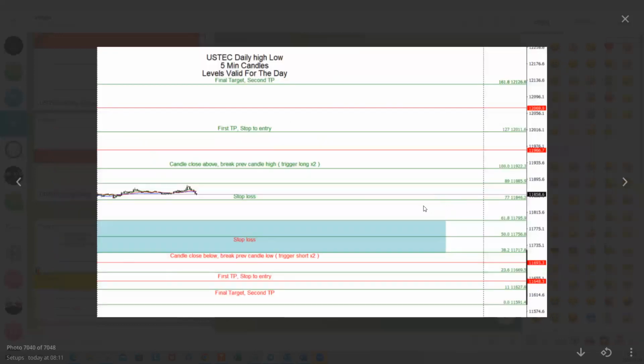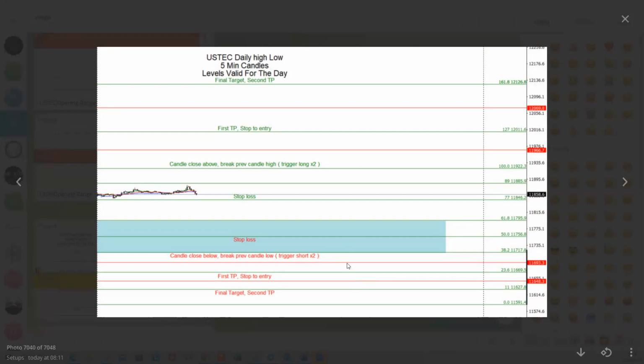On the US tech daily high low, currently between levels of 77 and 89. Also, if we look at the moving averages, looks like trend is slightly down, 21 being above 8. So with that, we want a candle close below the 38.2 level, break previous candle low to aim for the 23.6 first TP, 11 second TP, and stop loss being at the 50.